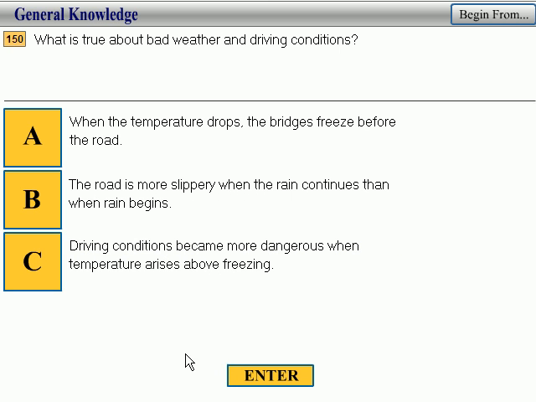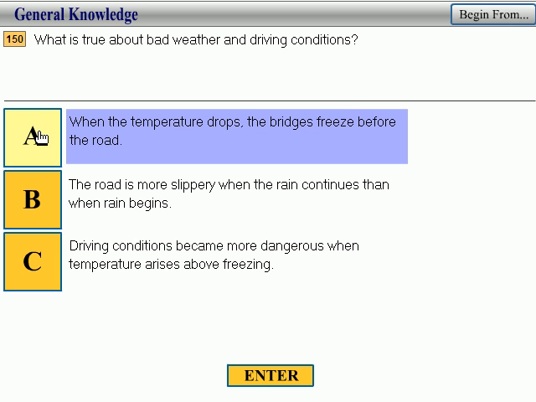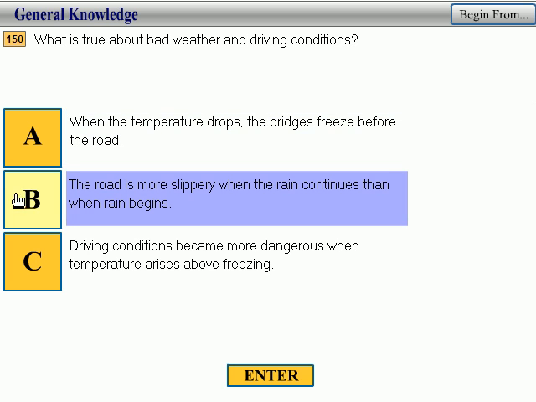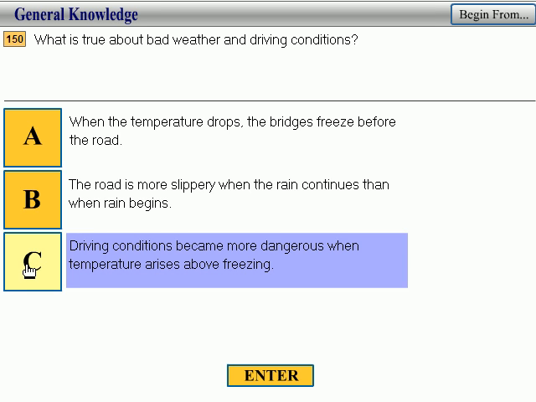All right, 150. This is the final question. What is true about bad weather and driving conditions? A. When the temperature drops, the bridges freeze before the road. B. The road is more slippery when the rain continues than when rain begins. C. Driving conditions become more dangerous when temperatures rise above freezing.